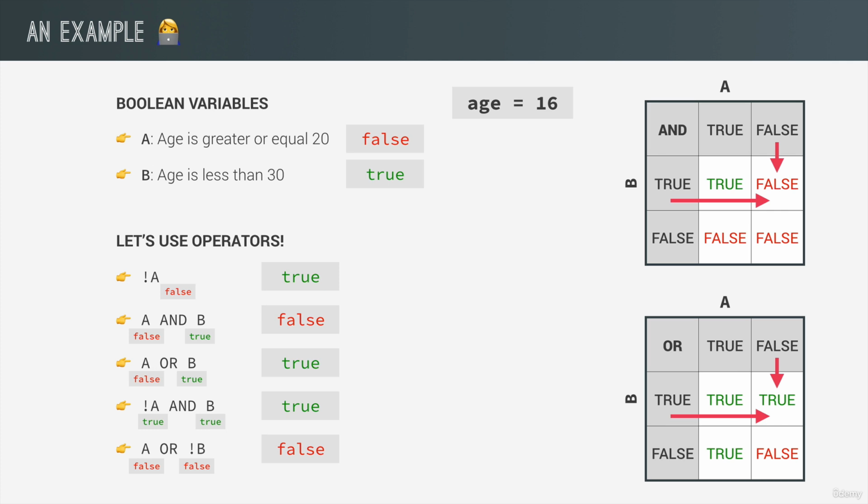And so in the next lecture, we will actually use these operators in code. And then it will make even more sense to you. So by then, we probably won't even need the truth tables anymore, because it will become quite intuitive how these operators actually work.